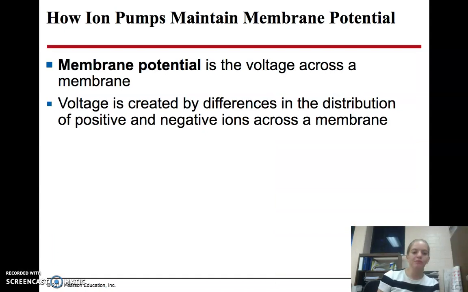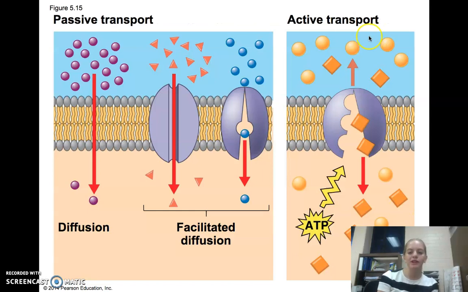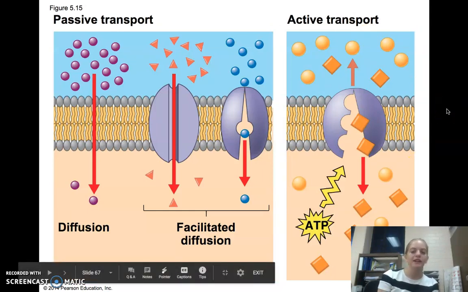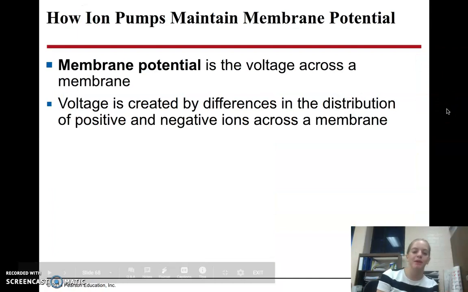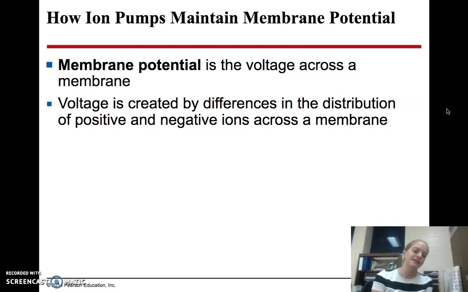The membrane potential is a voltage across the cell membrane, which is caused by differences in the distribution of positive and negative ions across a membrane. So basically, how much sodium and potassium are on either side because of their charges determine the membrane potential. And based on the membrane potential, you're going to see there's a difference in the movement of molecules across the membrane. The change in membrane potential is kind of the signal for these molecules to move.